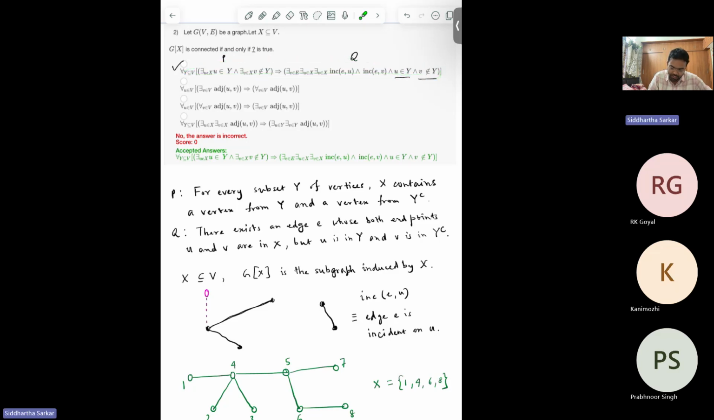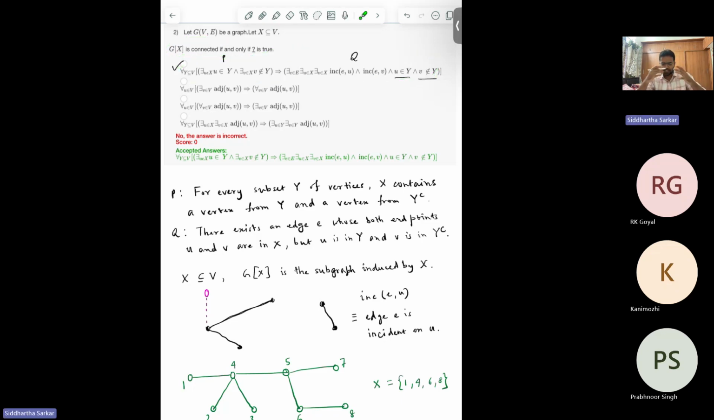So now let us read these two things as P implies Q. So what does P implies Q mean? It means that for every subset of vertices Y, if X contains both a vertex from Y and a vertex from outside Y, then there exists an edge which is completely in X, but one of its endpoints is in Y, the other one is outside Y. So they're saying that if Gx is connected, then definitely P will imply Q.